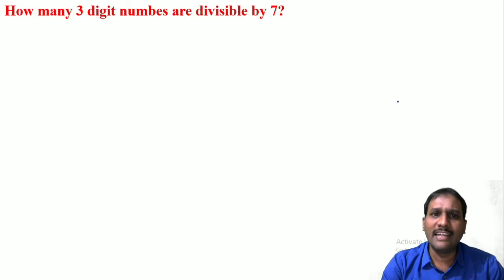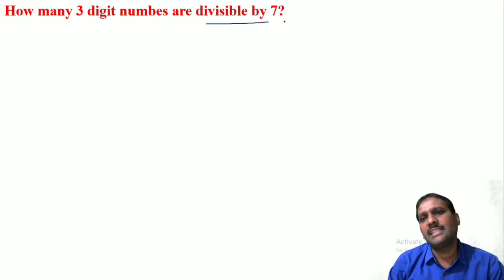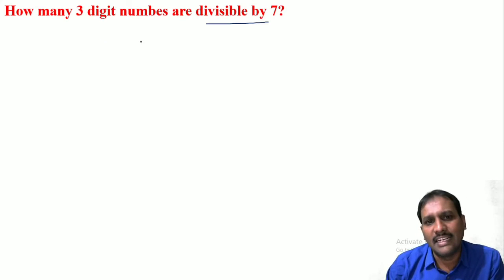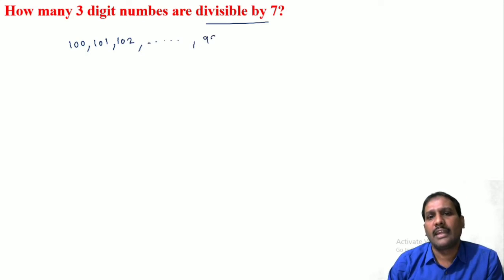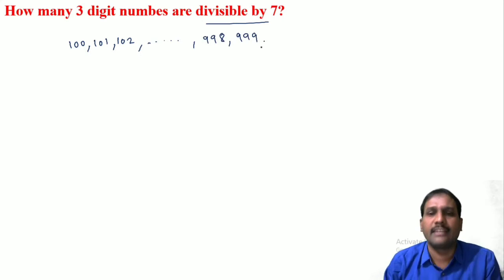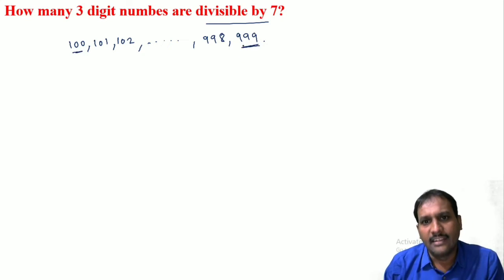Next. How many 3-digit numbers are divisible by 7? This is an interesting question. So what are the 3-digit numbers? From where do they start? From 100, 101, 102 and so on up to 998, 999. These are the terms from 100 to 999, 900 numbers in all, and we want to know how many of them are divisible by 7.